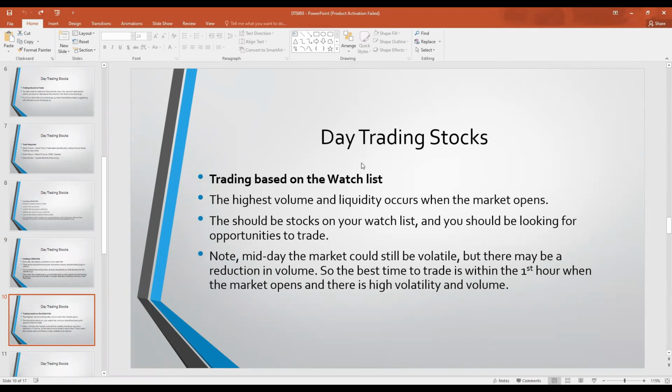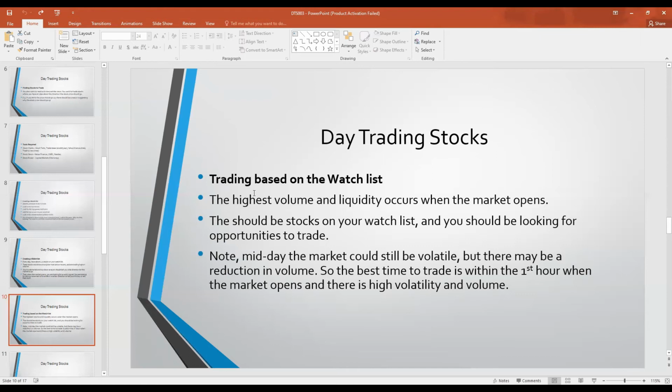Trading based on a watch list. The highest volume and the most volatility occurs when the market opens. Within the first hour when the market opens, there's the most price action and the most volatility. Traders should try to get in and get out of the market within the first hour.